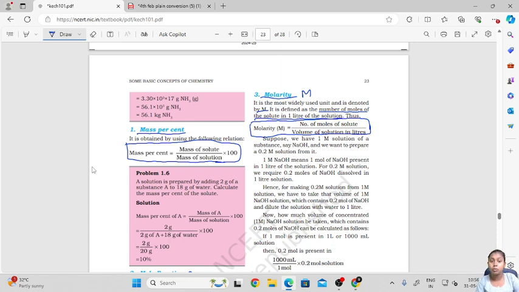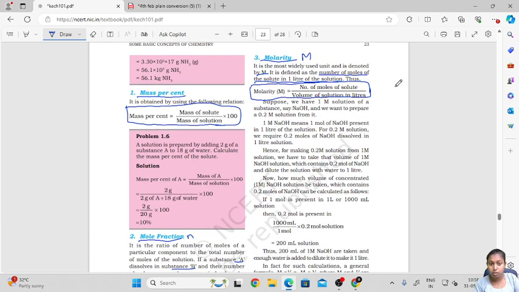Now what is molarity? It is the number of moles of the solute in 1 liter of solution. The formula is number of moles of solute divided by volume of solution in liters, because it is present in 1 liter, right? Suppose we have a 1 molar solution of a substance, say NaOH, and we want to prepare a 0.2 molar solution from it.